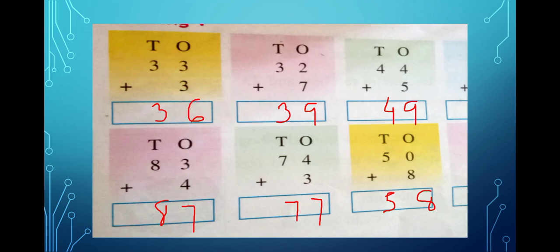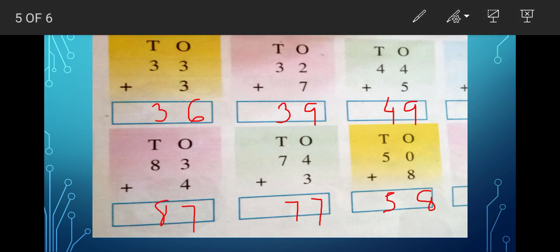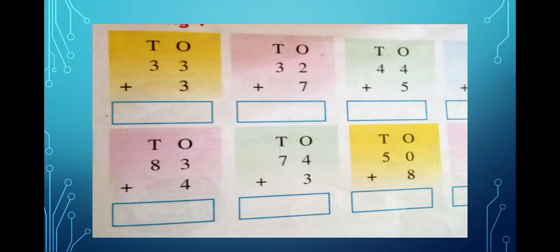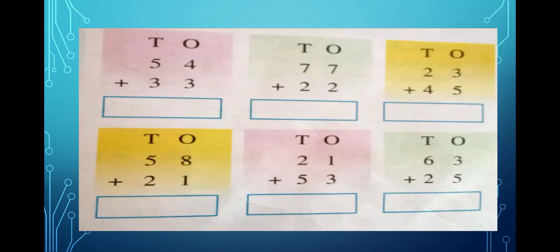All right, now let us go to some more examples that is also from your textbook. Okay, but this one is adding of ones and tens. That means both the places you have to add. In ones place also there are numbers to add, and in tens place also there are numbers to add. Okay, so here also the steps are same. First you have to write it in the columns. Okay, so you have written it here. Then you have to add the ones place. First you will add the ones place, then you will add the tens place.